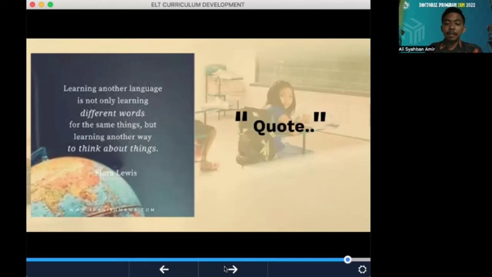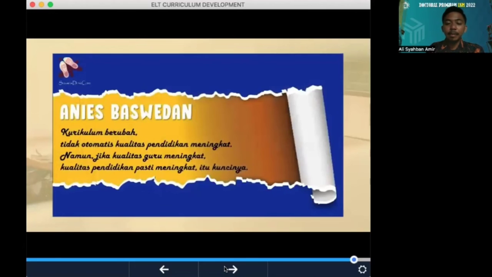The next quote is from Anies Baswedan, ya, bahwa kurikulum berubah. Tidak otomatis kualitas pendidikan meningkat. Namun, jika kualitas guru meningkat, kualitas pendidikan pasti meningkat. Itu kuncinya. So besides the way to develop the curriculum, the teacher also has to give their best, so they can deliver the curriculum well.